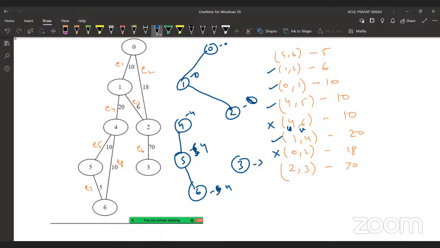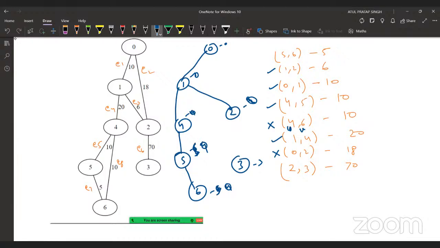Same for 1 and 4. The component value for 1 is 0 and for 4 is 4, so we can add this. But after adding it, we update all the components, so they all become 0.